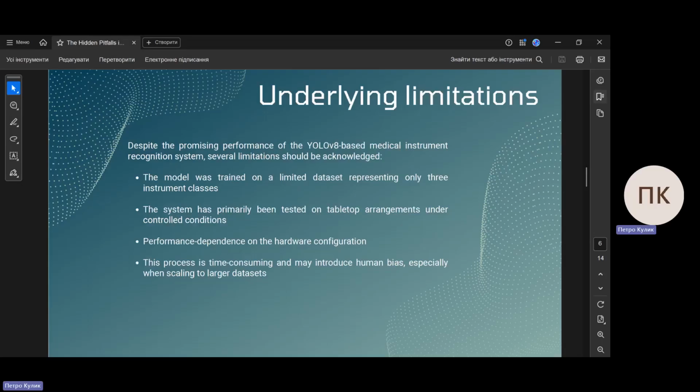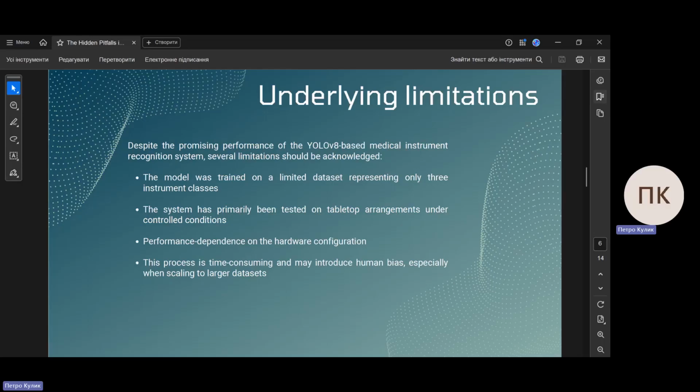As I already said, every project has its own limitations, and this is no exception. So first, the current model was trained on a limited dataset representing only 3 instrument classes. While augmentation improved diversity, the dataset may not fully capture variations in instrument types, lighting, or occlusion. Second, the current evaluation focused on tabletop scenarios under controlled conditions. Testing in dynamic clinical environments is currently ongoing.